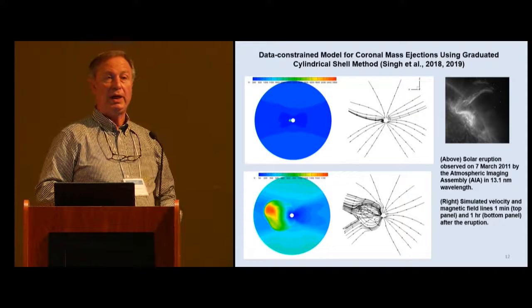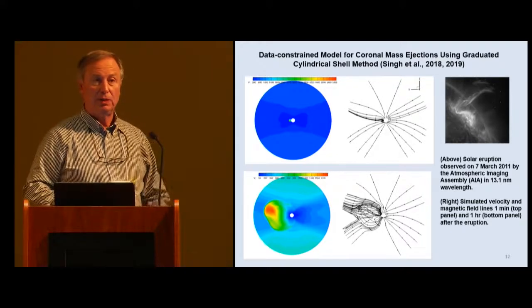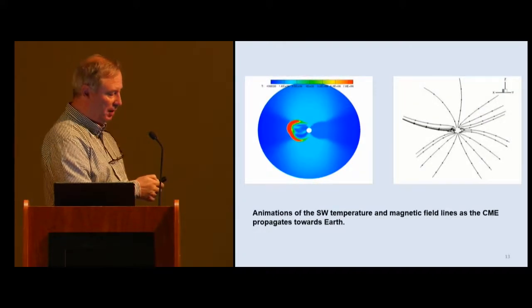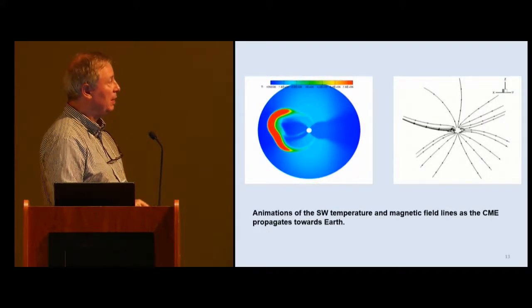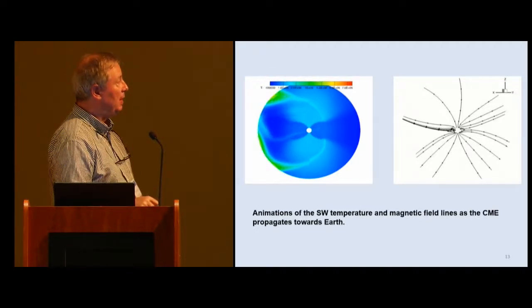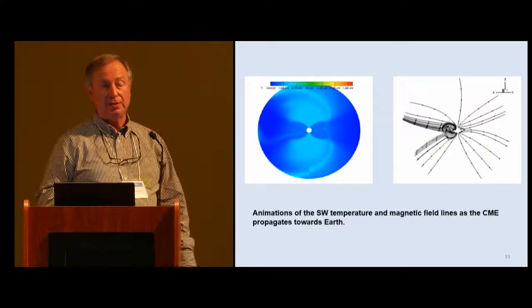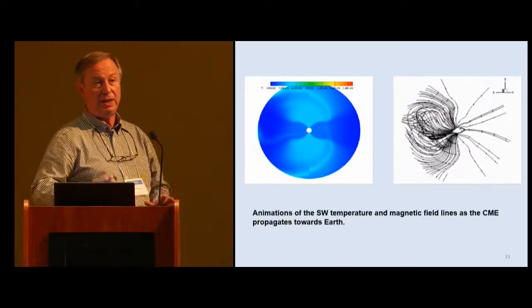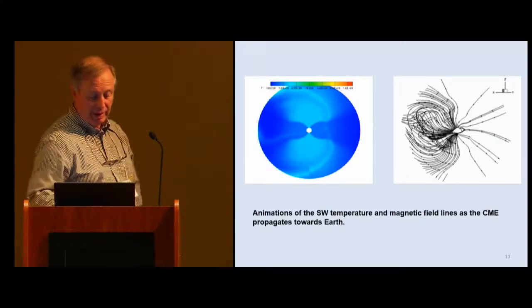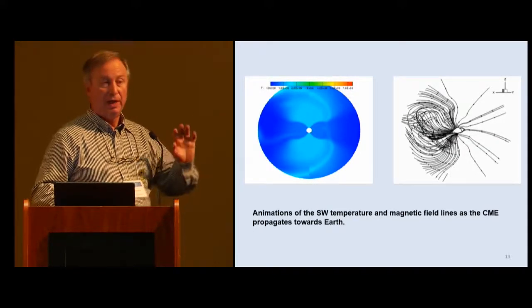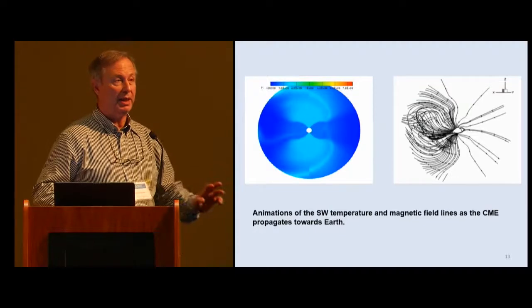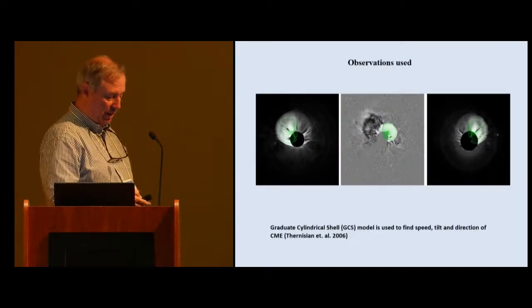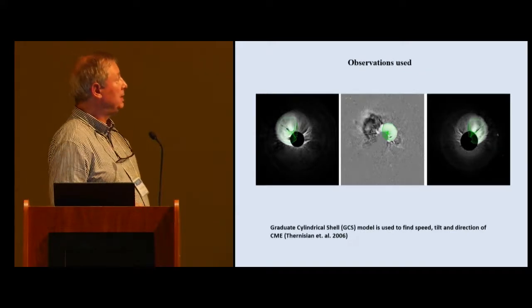So to do this modeling, we actually use data. The flux rope is inserted into the simulation, and this is the animation of the propagation of the CME in the temperature profile and then in the magnetic field. We use observations, multi-viewpoint observations. They are developed in a proper way so that the CME we insert behaves like it is indeed observed remotely by different spacecraft.